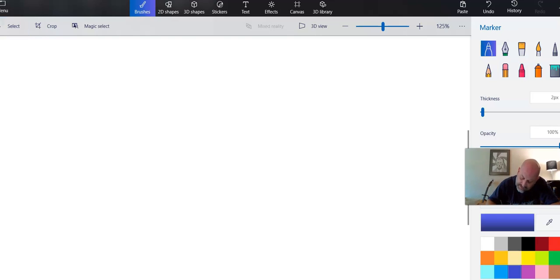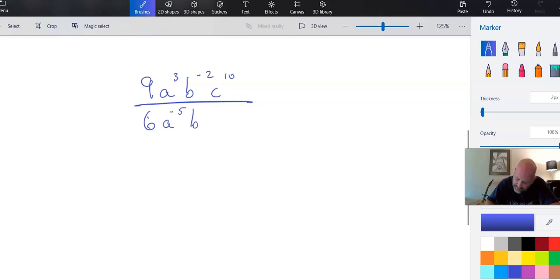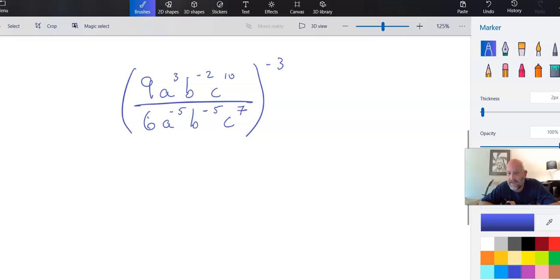Okay, so let's say I have this. 9a to the third, b to the negative 2, c to the 10th, over 6a to the negative 5th, b to the negative 5th, c to the 7th. Okay, so yeah, this one's getting kind of crazy here. And we're going to take this even further now. We're going to raise this whole thing to the negative 3 power, right? Yeah, so we're getting real nutty here.